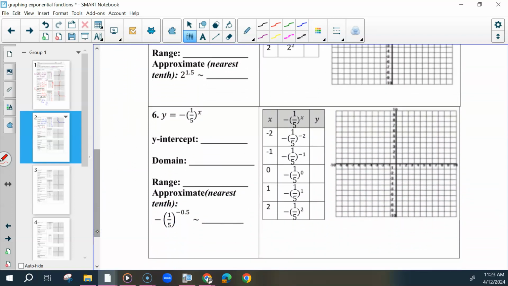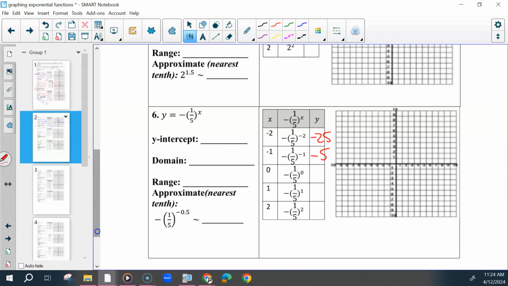So now we start to change our a value to different numbers and see how that affects our graph. So same as before, but we have a negative. So think about this as 1/5 to the negative second, do that and then make it negative. So 1/5 to the negative 2: take it, flip it. It would be positive 5 to the second power, 25. Make it negative.